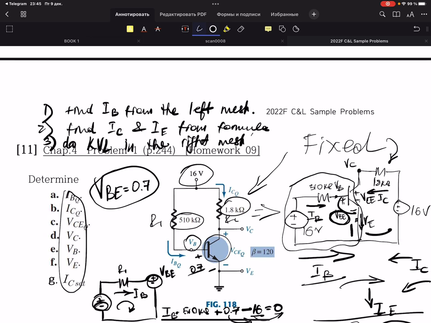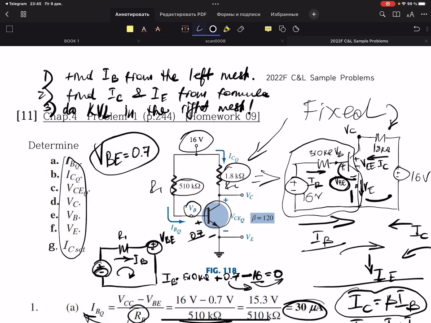For example, if you are asked to find the voltage here, or for example VC, in this case you do KVL here. In order to do KVL, you need the value of IE and IC, right? So you find the value of IC from IB. So firstly, logically, you find IB from here. So this is the algorithm.